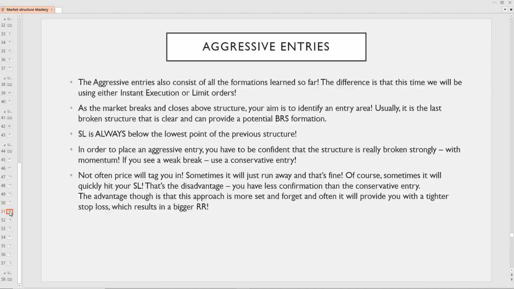Okay, so if your break is not really significant, it doesn't really pull away from that structure, then you should be using a conservative entry. So this is why I told you that you're constantly going to be switching through conservative and aggressive. All right. So again, a few details.